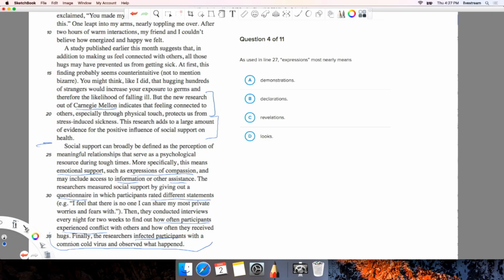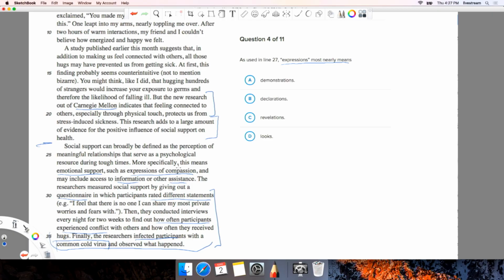So that part seems questionable. I don't know about the ethics of doing that last part, but this paragraph then is saying social support, what that means, and it looks like it's emotional support and expressions of compassion, information and assistance, and then this was how they conducted the rest of the experiment. Okay, so then in line 27, expressions most nearly mean.